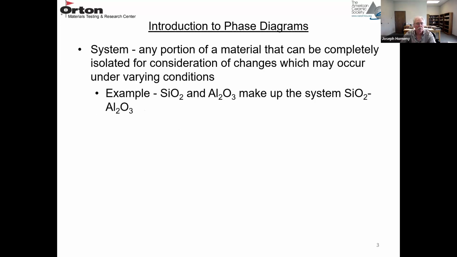So there's a few definitions that we need to go over for phase diagrams. The first one is system. That's any portion of a material that can be completely isolated for consideration of changes which may occur when you vary the conditions, which would be mostly pressure, temperature, and composition. So an example of a system, the 2 components, SiO2 and Al2O3, which are common in all the alumina silicate-based refractories from fire clay to high alumina, they make up the system SiO2, Al2O3.